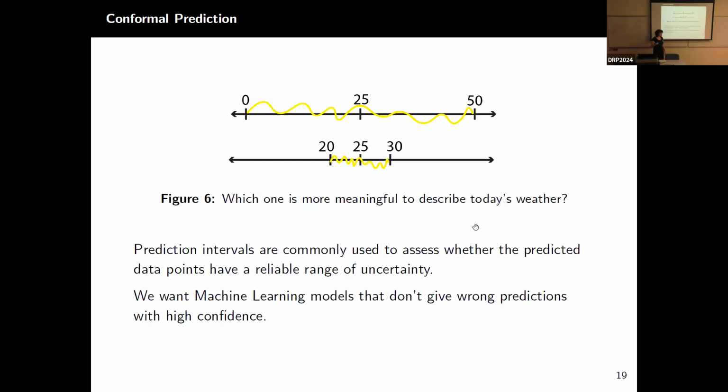So if I say that the weather will be between 23 and 27 degrees centigrade, you can say, okay, I have experienced this type of interval in my life, so I know I don't need any jacket, etc. So you can infer much more meaningful information. And prediction intervals are commonly used to assess whether the predicted data points have a reliable range of uncertainty. And overall, especially in machine learning applications, what we want is that machine learning models should not give wrong predictions with high confidence.